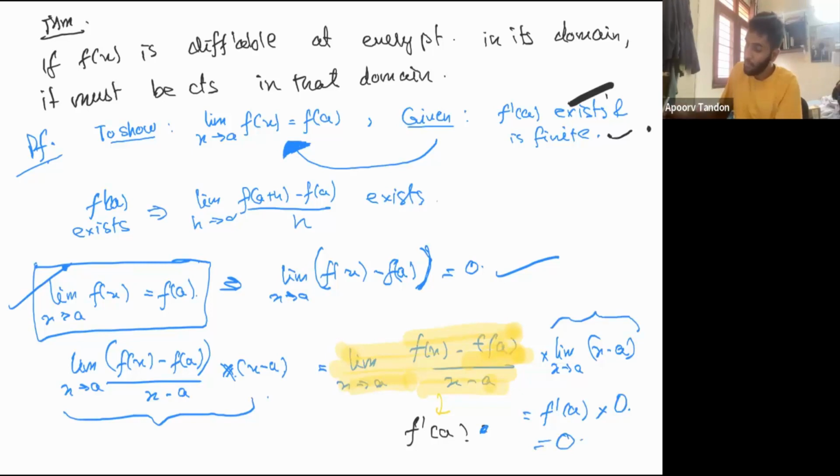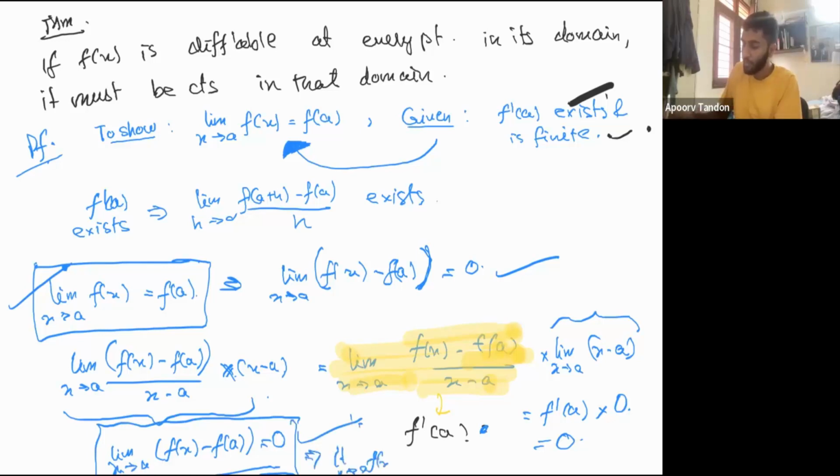So what we found is that essentially the limit as x tends to a of f of x minus f of a is 0, right? So now that we've reached this point, this was what we had to show. This can also be written as the limit as x tends to a of f of x is equal to f of a. And we have shown that given that a function is differentiable at a point, the function must also be continuous at that point. So yeah, that is the proof.